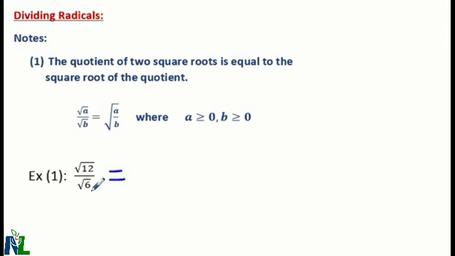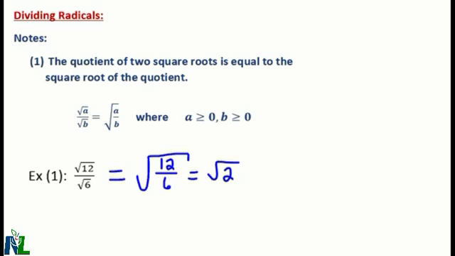I've got the numbers 12 and 6. I know those numbers can be divided, so I'm just going to rewrite this as the square root of 12 divided by 6, and this just gives me the square root of 2, which is my answer.